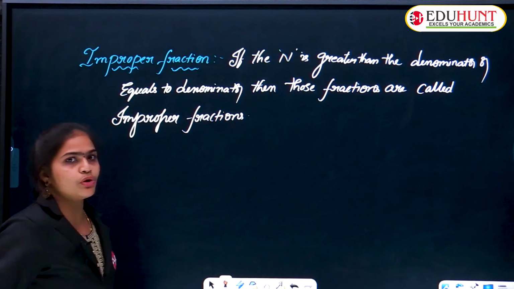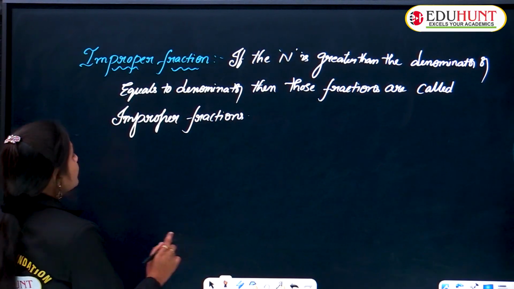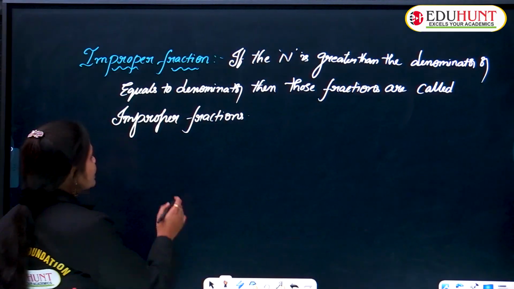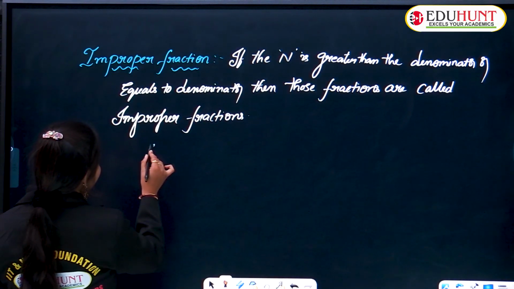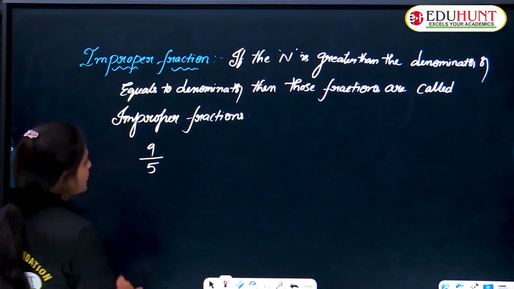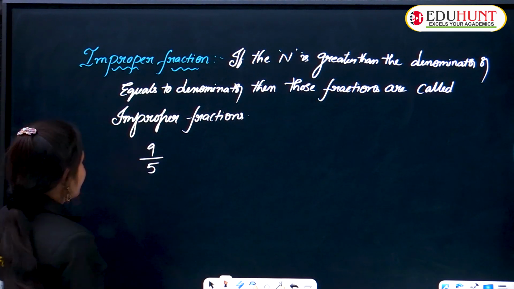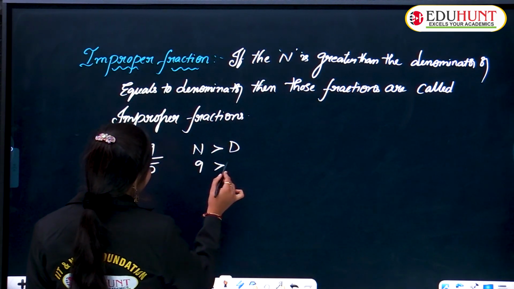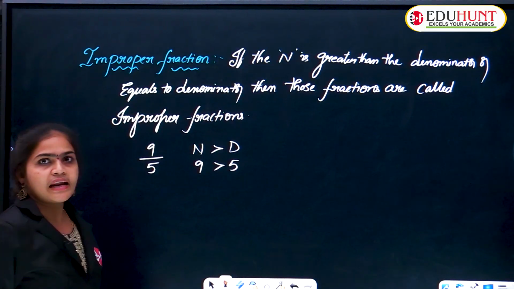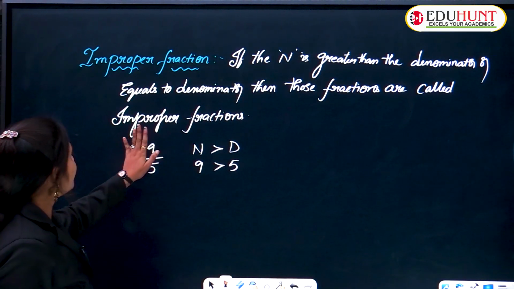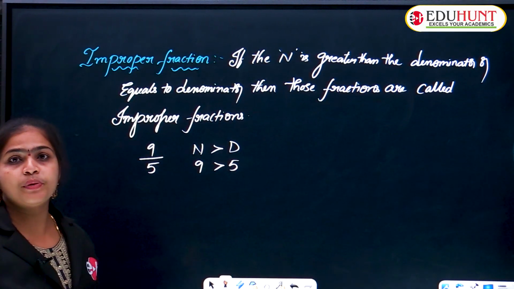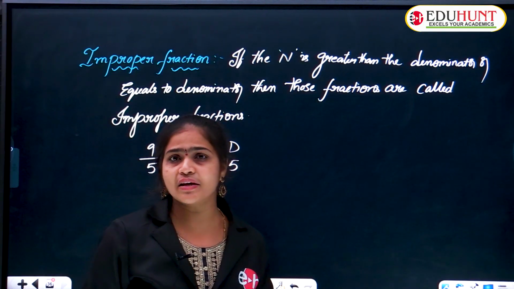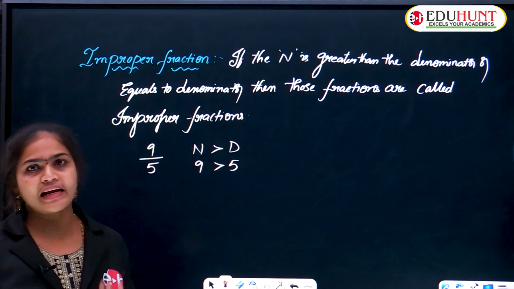As per the definition, what is that? If the numerator is greater than the denominator, like 9 by 5. Here the numerator is greater than the denominator, which means 9 is greater than 5. This kind of fraction is known as an improper fraction.